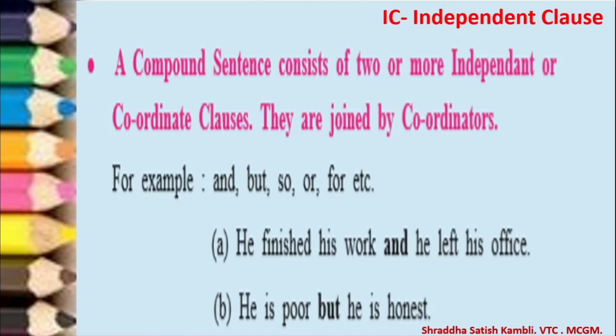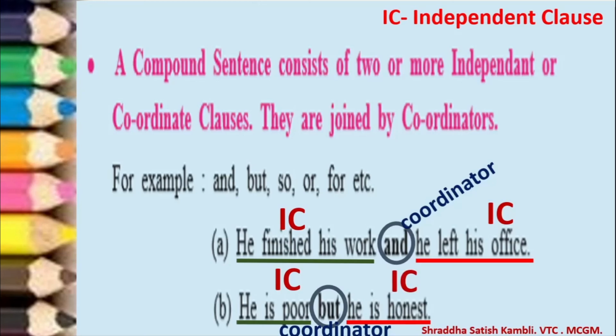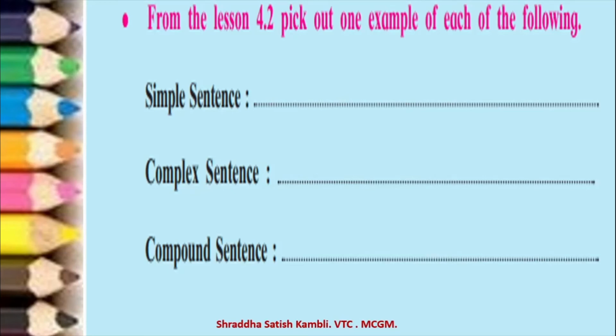Let us look at these examples now. He finished his work. This is the independent clause. And is the coordinator. He left for office is another independent clause. He is poor is one independent clause. But is the coordinator. He is honest is the other independent clause. Alright children, so this is the meaning of compound sentence which we have picked up from your textbook.